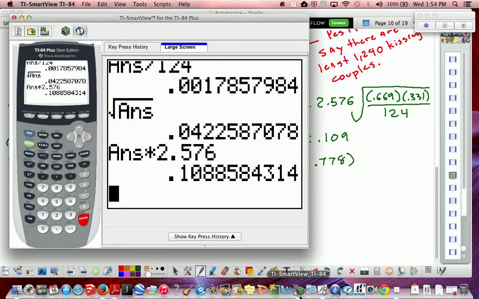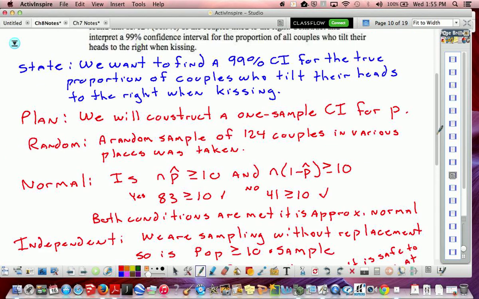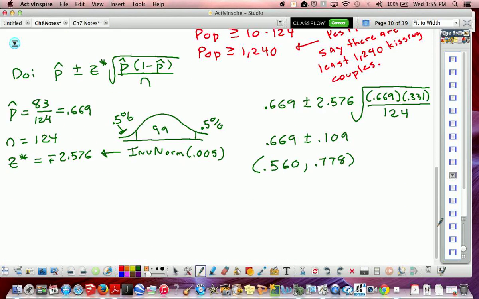Just to show you in my calculator how I'm getting this margin of error, I took 0.669 times 0.331. That's what this little answer part here is. Divided by 124. That's where this 0.00178 is coming from. But I have to square root it and then multiply it by the z star score, and that gives me my margin of error. Pretty big margin of error, almost 11% margin of error. Part of that is due to a very small sample size.